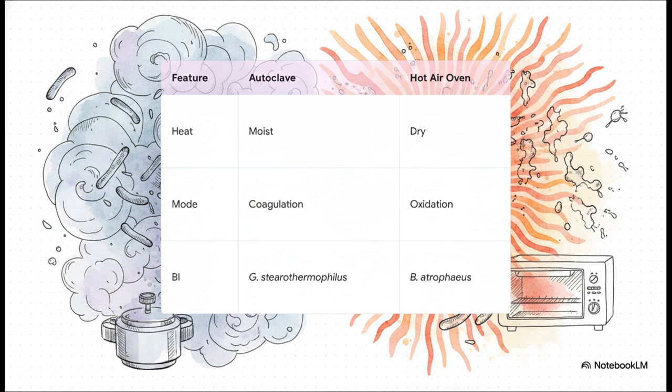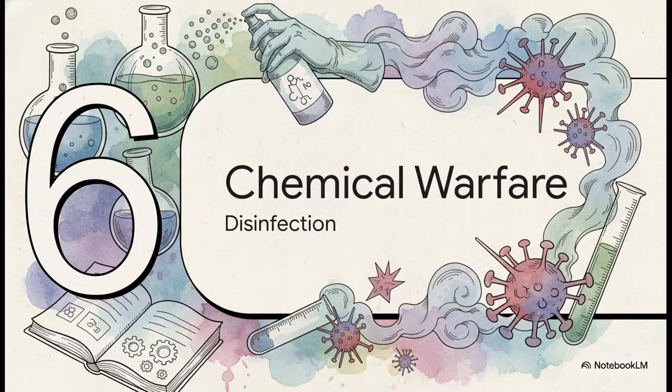The autoclave uses Geobacillus stearothermophilus. The hot air oven uses Bacillus atrophaeus. Understanding these differences tells you exactly which tool to reach for in a clinical setting based on what material you need to sterilize. Finally, Section 6, Chemical Warfare, Disinfection.